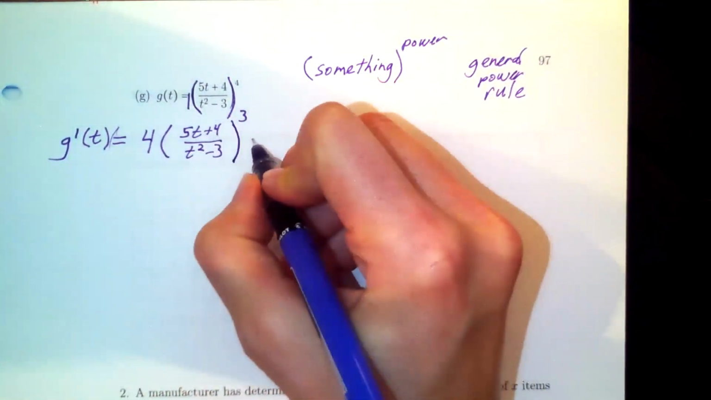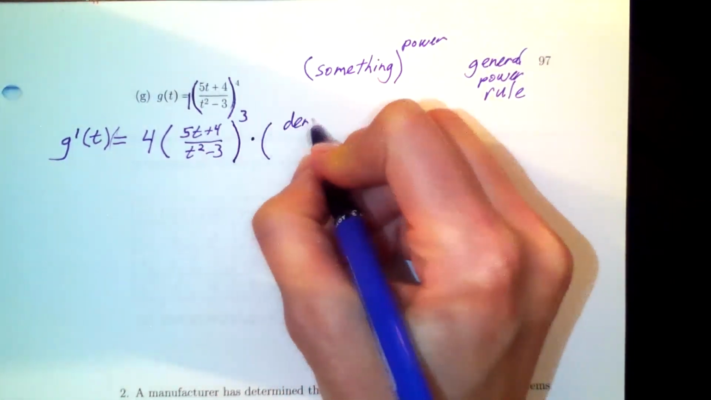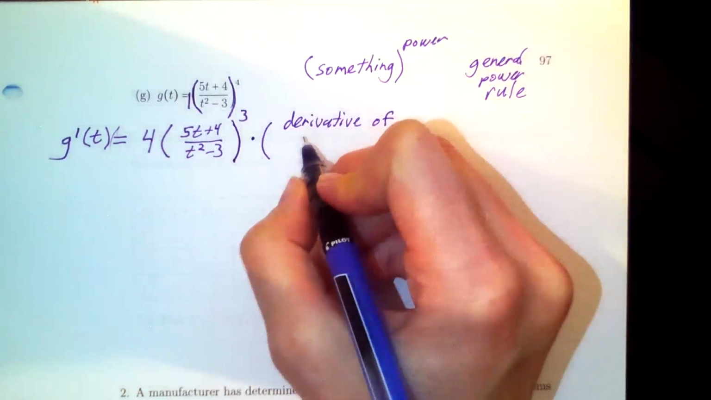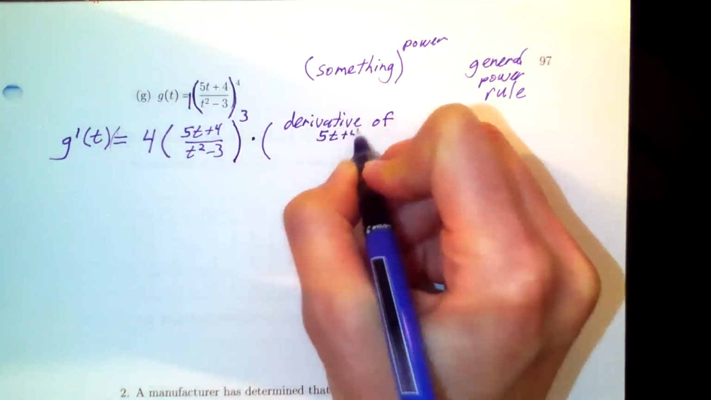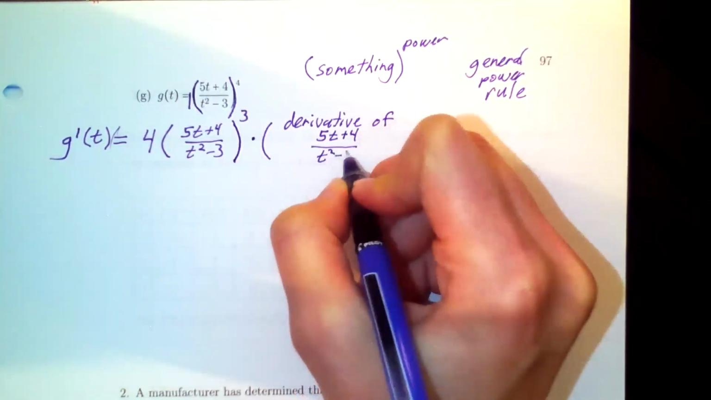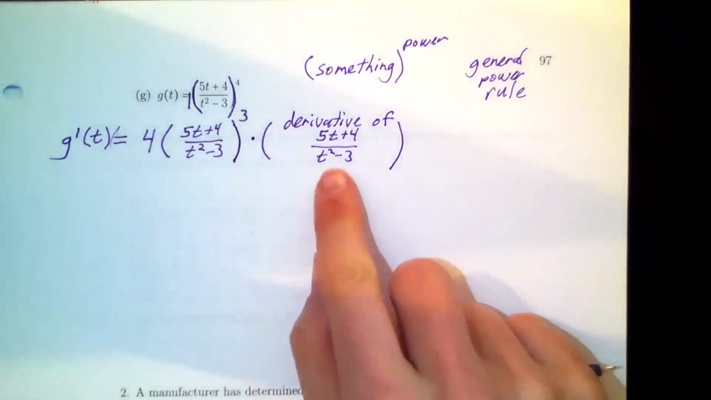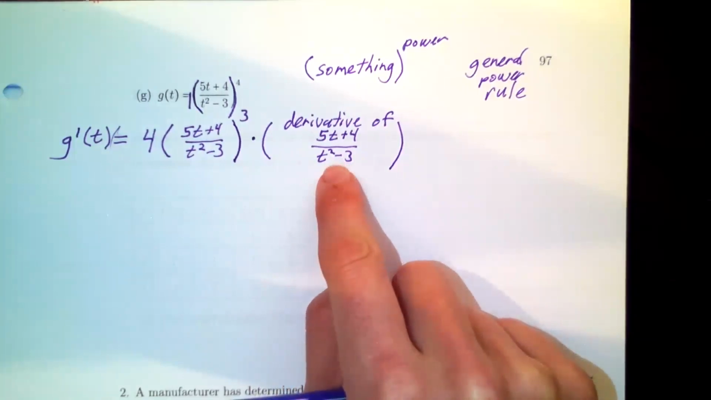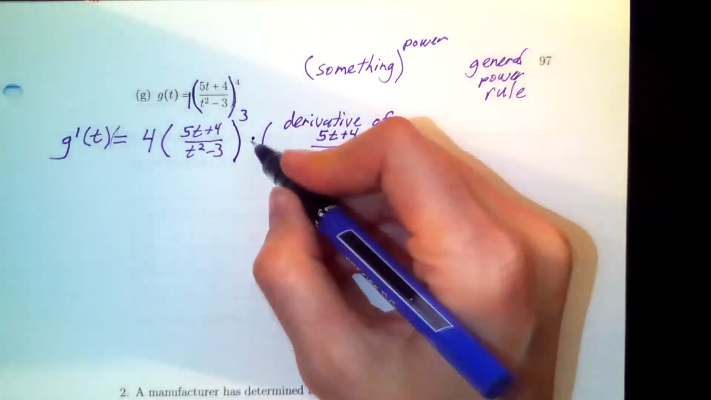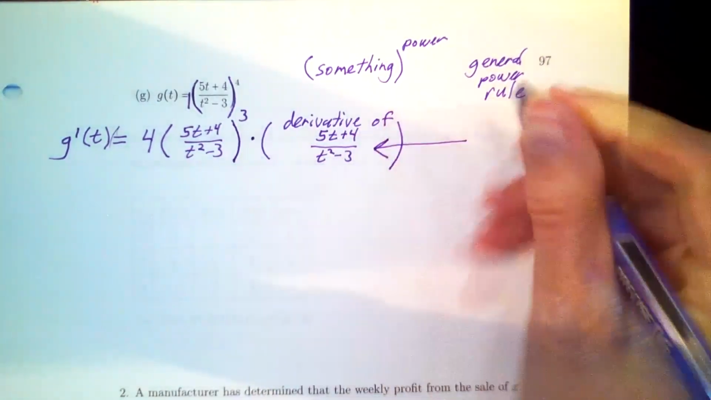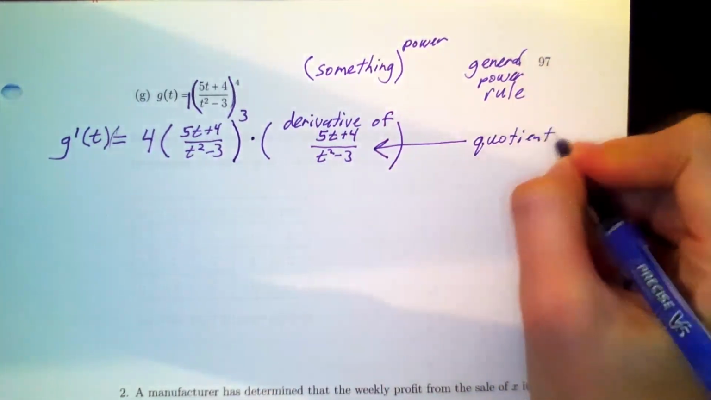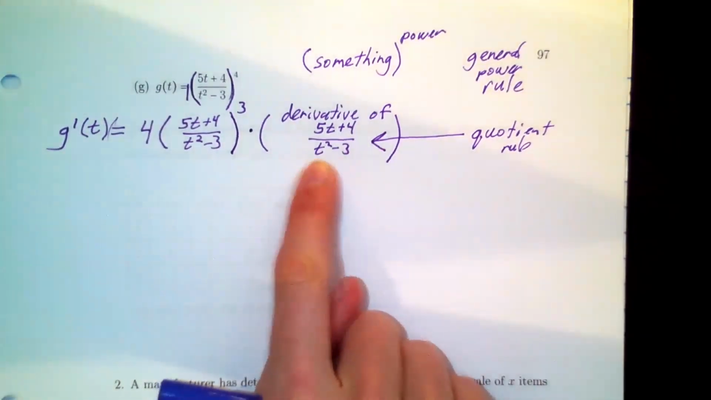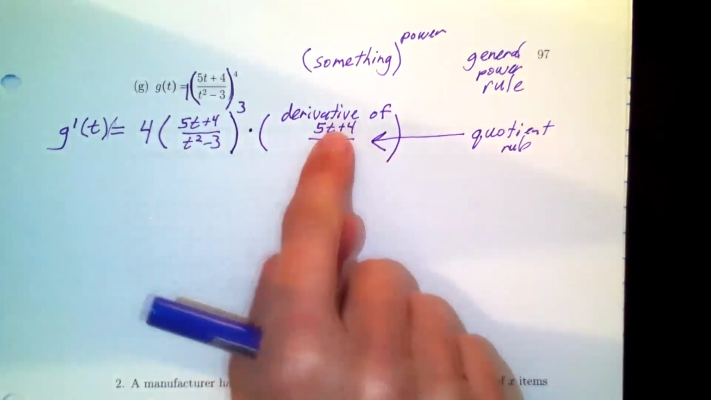This is the power rule part, but I have to remember, I have to multiply by what? I have to multiply by the derivative of the inside function, the derivative of the part that's in parentheses. So I have to multiply by the derivative of 5t plus 4 over t squared minus 3. And then I have to think about, okay, how do I take the derivative of that? Well, that's a fraction. And if I'm going to take the derivative of that, I have to do a quotient rule. So off to the side here, as a multiplication, taking the derivative of that fella right there, that's going to be a quotient rule. So let's come over here off to the side and do our little quotient rule as part of this, taking the derivative of this fraction.